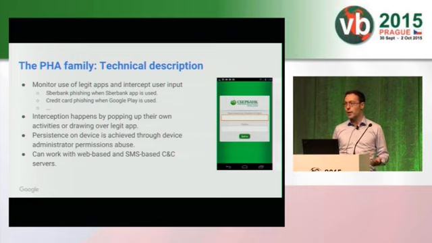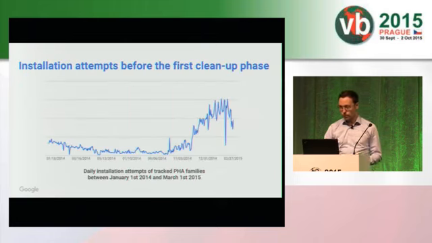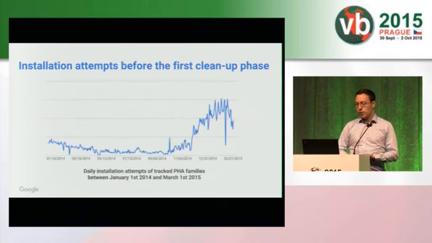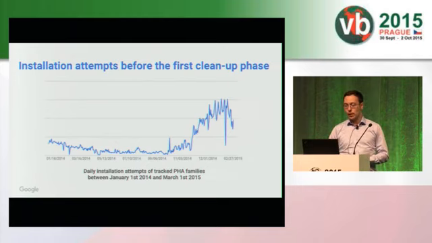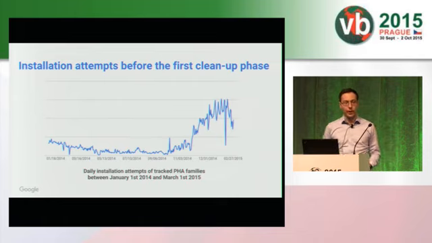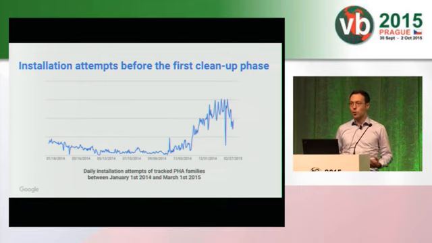That particular family was both web-based and SMS-based, meaning they had these kinds of CNC servers available for their communication, for the data exfiltration, and so on. So before the first cleanup phase, the distribution of this family kind of looked like this. We've been tracking it since late 2013. It was never widely distributed until around December 2014, when apparently there was some kind of push by the malware authors to get these phishing applications out to a wider audience. And that's about the time when we stepped in.